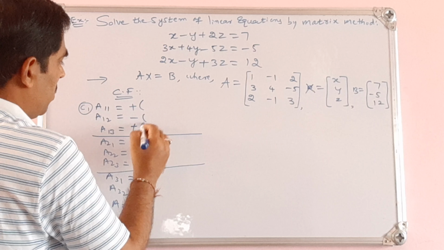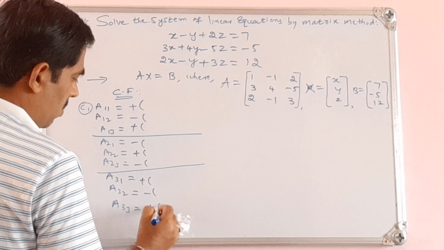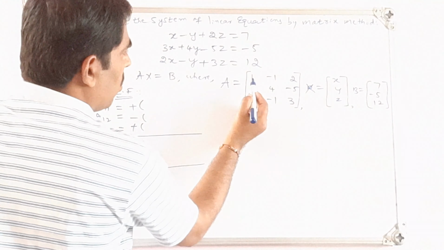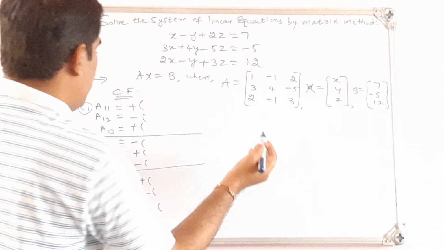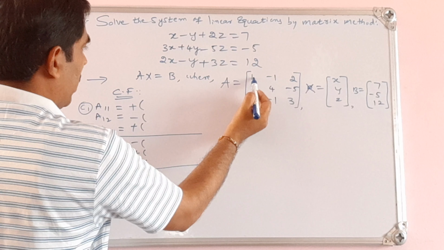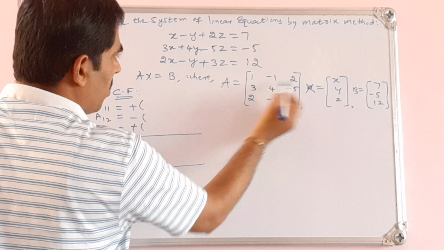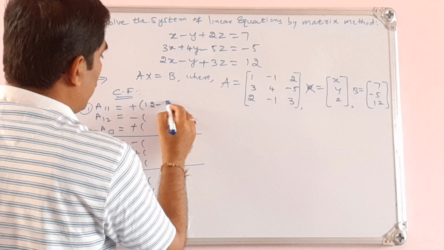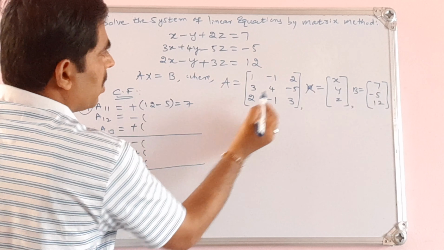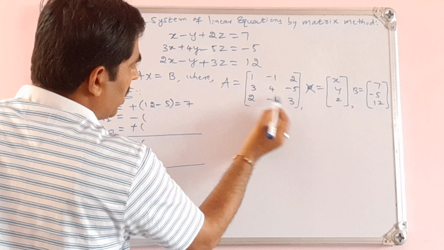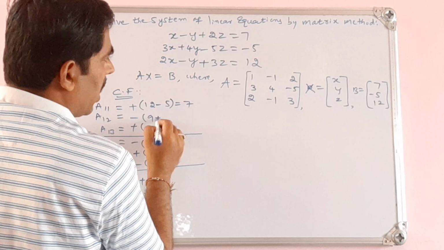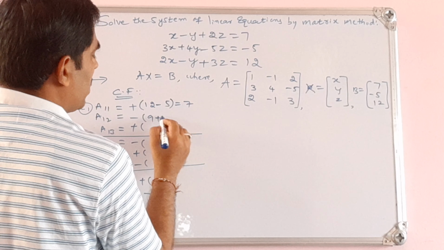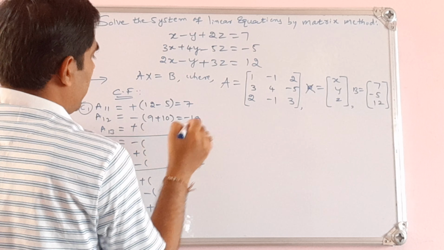So observe the method here. We have to write the bracket here, then you go on writing the minus. So what is the cofactor of 1? Leave this column and this row. 12 minus 5, so that is 7. Then leave this column and this row. 3 into 3 is 9. So 9 minus of minus 10, that is plus 10. That will be 19.